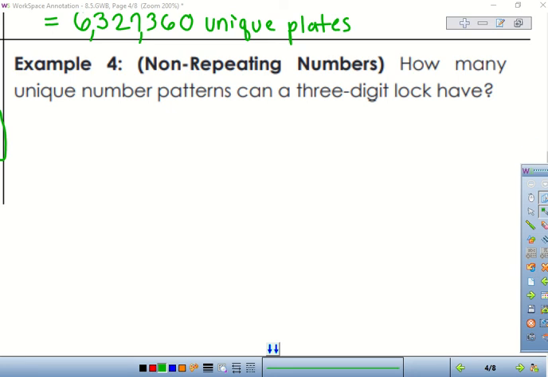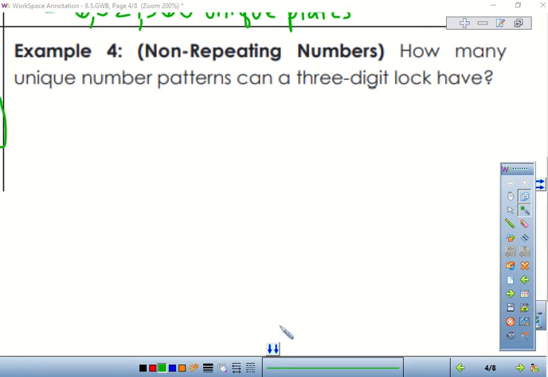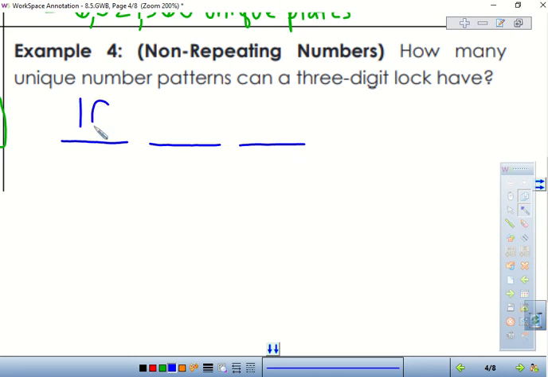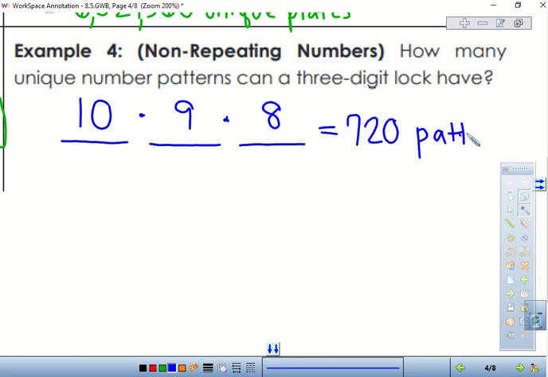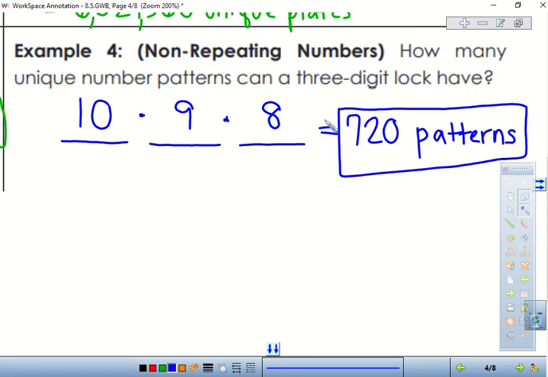So the next one here is non-repeating numbers. How many unique number patterns can we have with a 3-digit lock? So basically it's saying that none of the numbers can repeat. Like on the last one we could have had 222, but this one we can't. So it would be 10 times 9 times 8? Correct, 10 times 9 times 8. So you have 10 choices for the first, 9 choices for the second, and 8 choices for the third, which comes out to be 720 patterns. So obviously we have fewer patterns when we can't repeat digits. We removed all the repeating ones by doing that. Does that make sense? Okay.